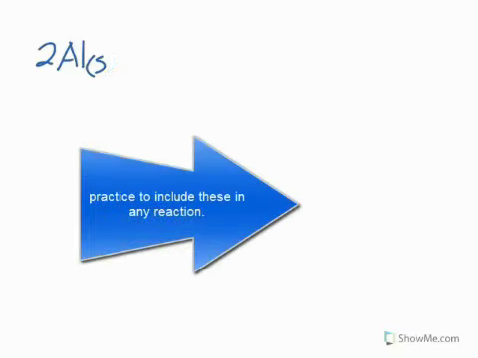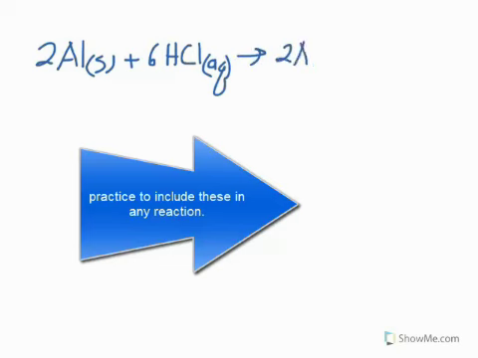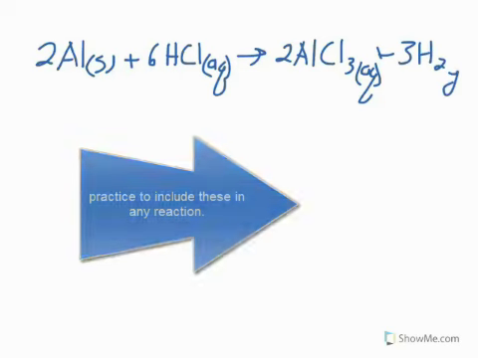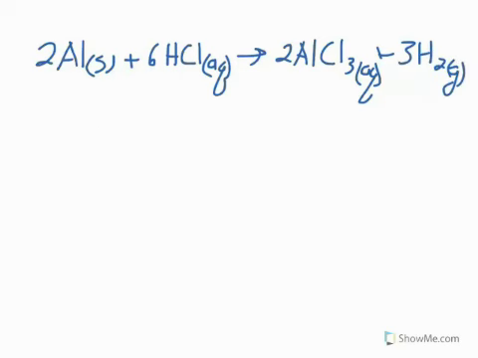This is using reaction stoichiometry to convert moles of one substance to moles of another. So let's take a reaction like this one: 2 aluminum solid plus 6 HCl aqueous yields 2 aluminum chloride aqueous plus 3 H2 gas. That's the balanced reaction for the reaction of aluminum with hydrochloric acid.